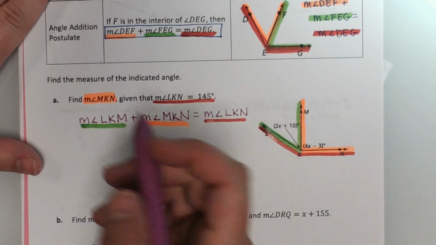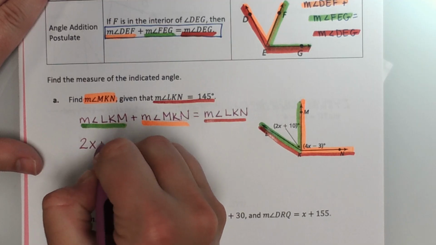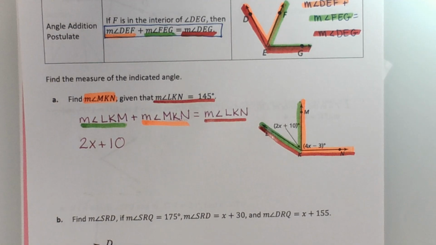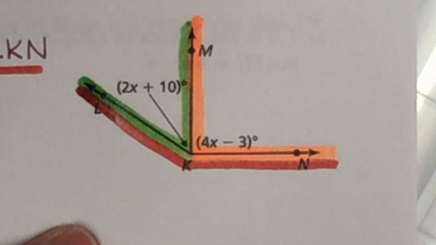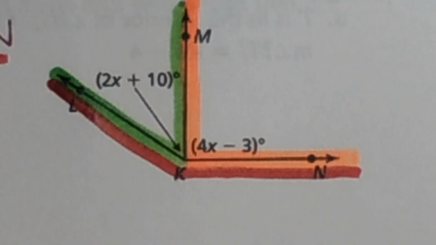LKM, the green one, was 2x plus 10. Now, do you notice that it's got parentheses around it? But, do you notice what's outside of the parentheses? The degree symbol. And that's true for the 4x minus 3 as well. If the only thing outside of the parentheses is the degree symbol, then the only purpose of the parentheses is to hold on to the unit.